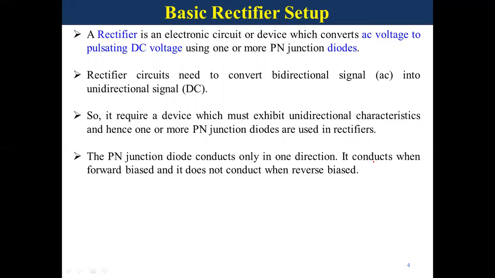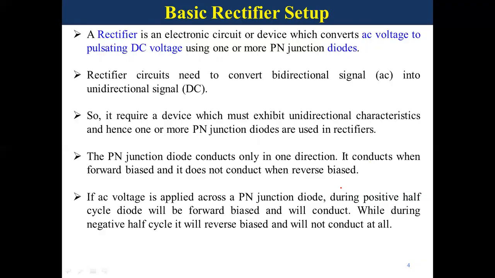Suppose you consider a PN junction diode. The diode conducts when forward biased and it doesn't conduct when it is reverse biased. So this PN junction diode exhibits unidirectional characteristics by conducting only in one direction. That's why the diode is used in rectifier circuits.